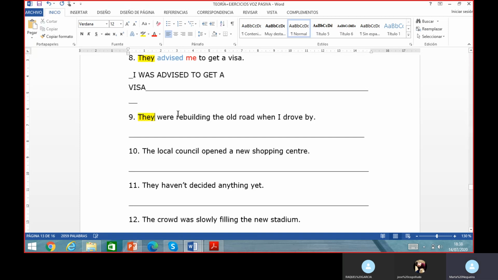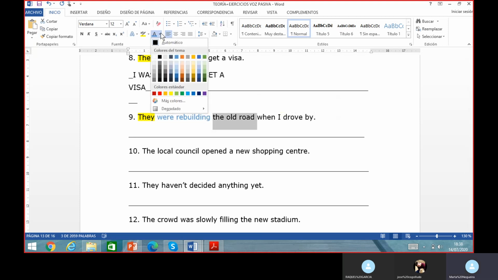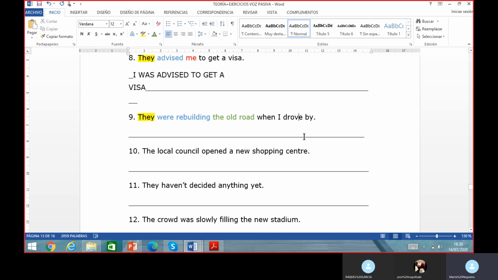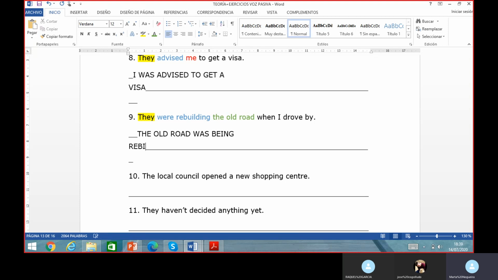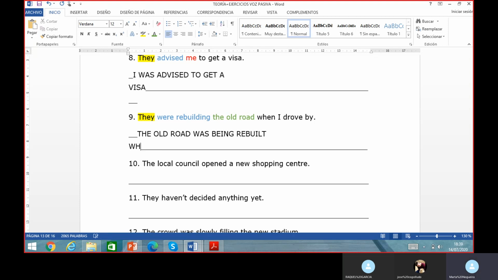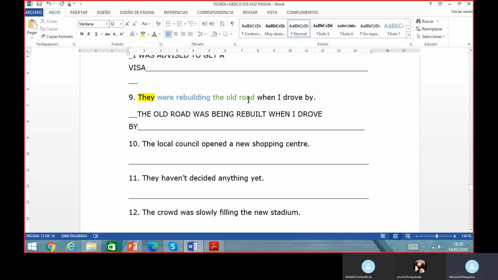9. They were rebuilding, this is the verb, the old road. And when I drove by is a time subordinate clause. So the old road was being rebuilt when I drove by. And we don't put by them because we suppose that there were workers there or someone was doing this. So we take it for granted. Lo damos por hecho.